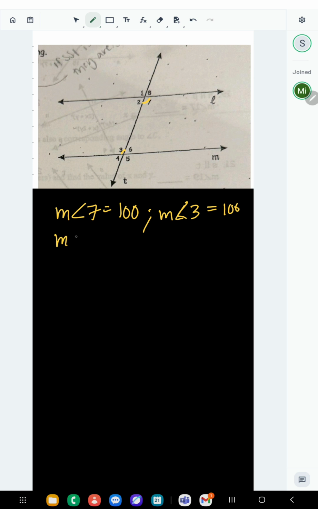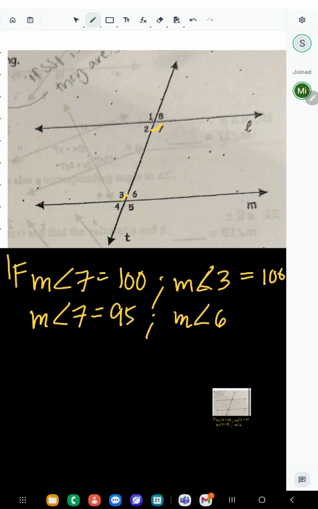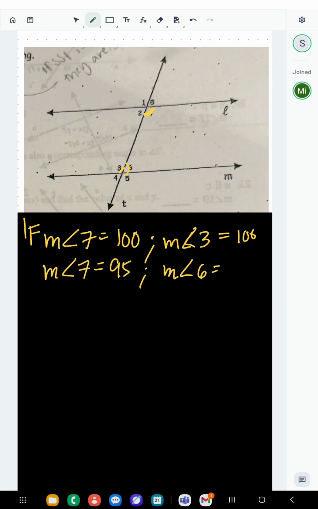And then if the measure of angle 7 is equal to 95, what is the measure of angle 6? So what's the relationship between angle 7 and angle 6? Yes. They are same side interior angles. So 180 minus 95. Alright, so angle 6 is 85 degrees.